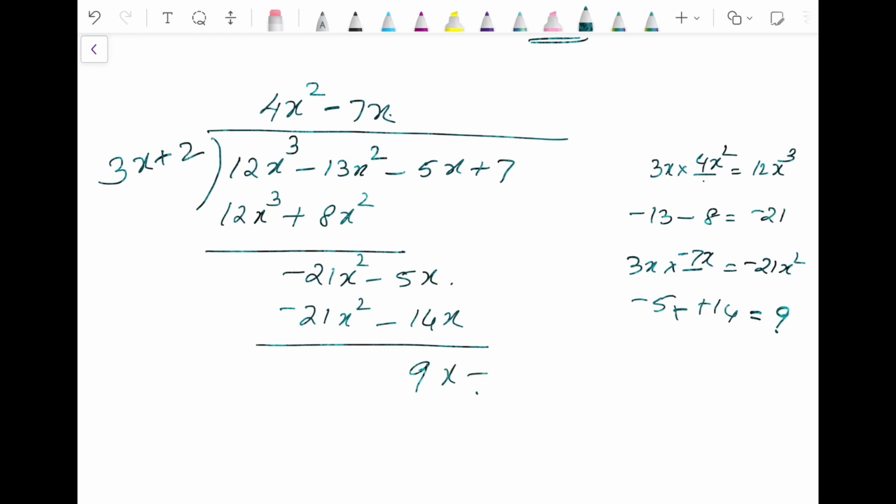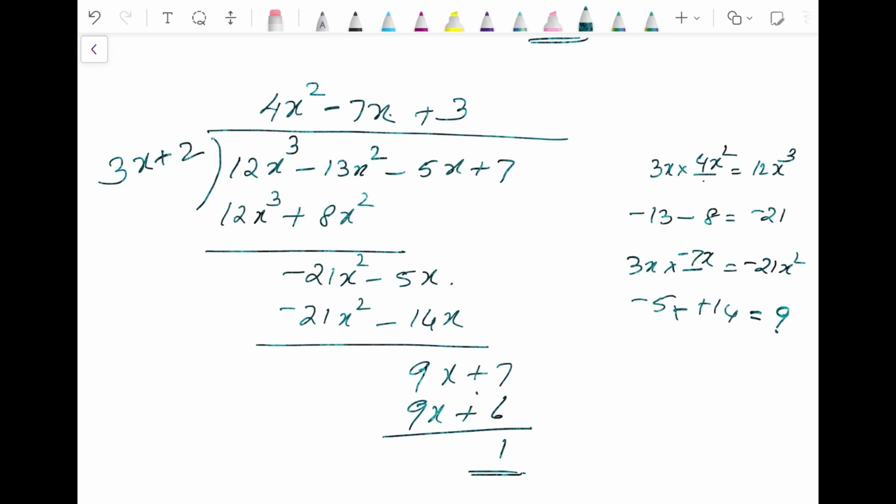So, 9x plus 7. So, 3x into 3 you will get 9x. So, 9x plus 3 into 2, 6. 7 minus 6 is 1. So, 1 is the remainder.